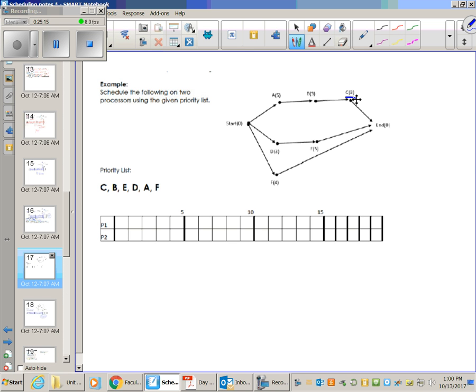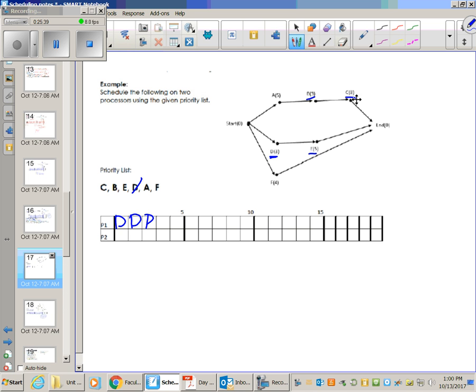All right, B, let's see, can I do it? Man, I can't read that. No, I can't do B. It's right here. So I'm going to skip to E. Can I do E? No. Can I do D? Yes, I can do D because that's the first one that's ready to go. That's with a processing time of 3. So I'm going to give P1 3 Ds.